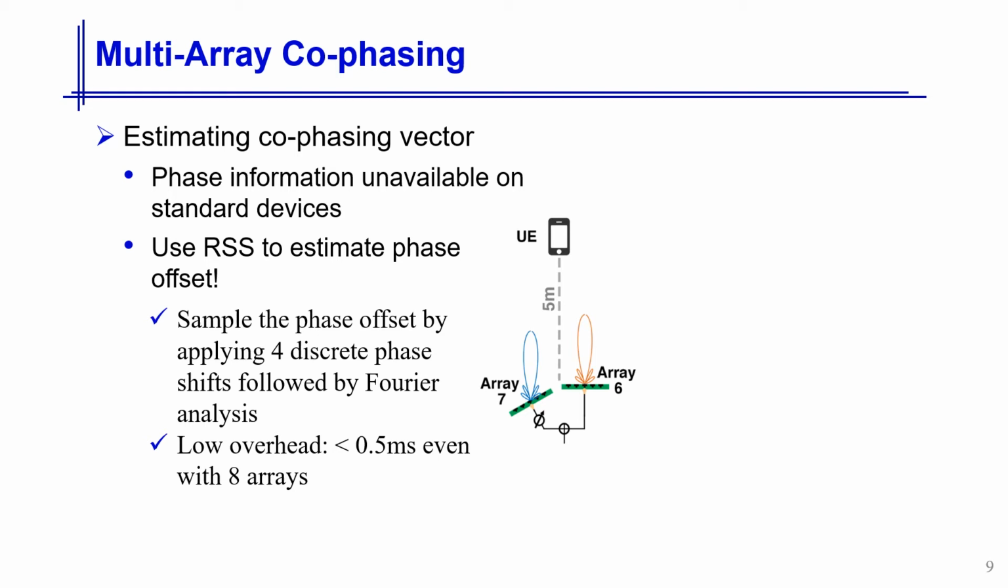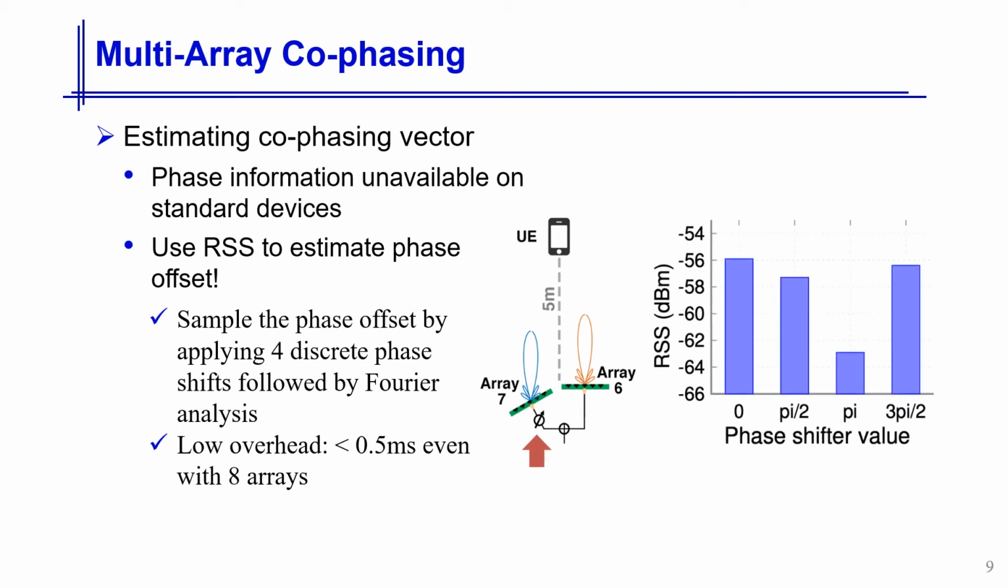One major challenge for APA is to accurately estimate and compensate the inter-array phase offset, the so-called co-phasing vector, to combine the array signals coherently. In commodity devices, phase information is unavailable. We adopt a measurement-driven method to estimate the co-phasing vector periodically. The AP transmits 4 reference signals using the reference array and one side array simultaneously. During the transmission, we apply phase shift values of 0, pi over 2, pi, and 3 pi over 2 to each of the reference signals. We then measure the RSS value of each reference signal. The co-phasing vector can be estimated by applying FFT to the RSS sequences.